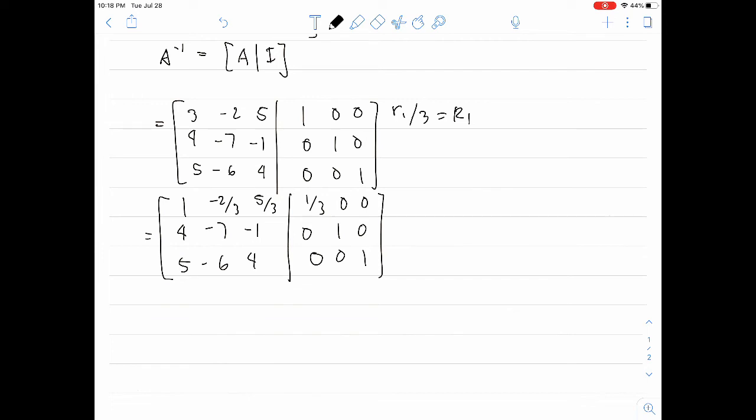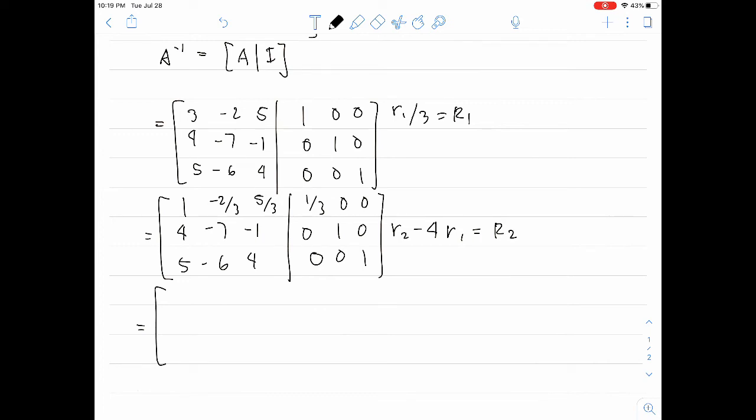Okay? So next, we make the entries below it 0. We always start with column 1. So first, R sub 2. Remember, the base row is subtracted, so it is minus the multiplier. R sub 2 is the one we will change. The formula is R sub 2 minus 4 times R sub 1, and this is equal to the new R sub 2.